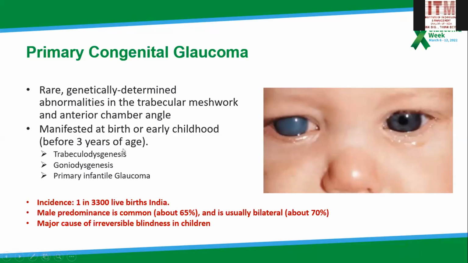It manifests at birth or in early childhood, normally before 3 years of age. It was earlier also known as trabeculodysgenesis, goniodysgenesis, or primary infantile glaucoma, but now, according to the new ICD classification, it is known only as primary congenital glaucoma. In terms of sex predominance, it is seen more in male children, and it is usually bilateral, so you'll see it mostly in both eyes. I will talk about these symptoms and signs in my later slides.